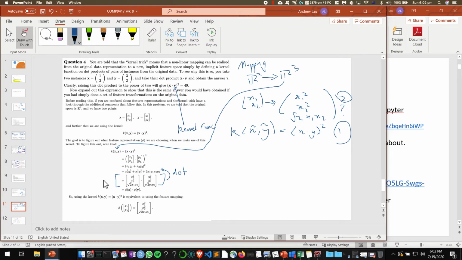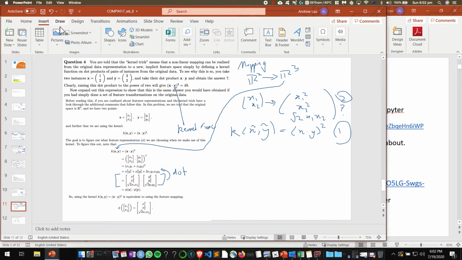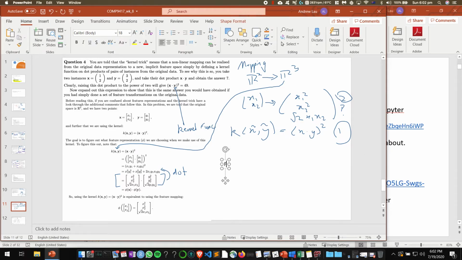Now, in terms of the whole equivalency with the 49 thing, in order to find it, remember the kernel function is used to find the dot product after mapping.